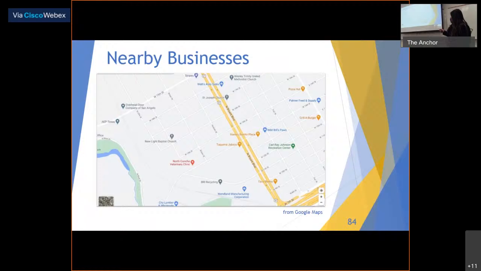Now, here are the nearby businesses. As you can see, here's the road where the construction will take place. There are some homes here and additional businesses. Flow goes down this direction. So if it rains during that construction process, the pollutants that I previously mentioned could be introduced to the construction site.